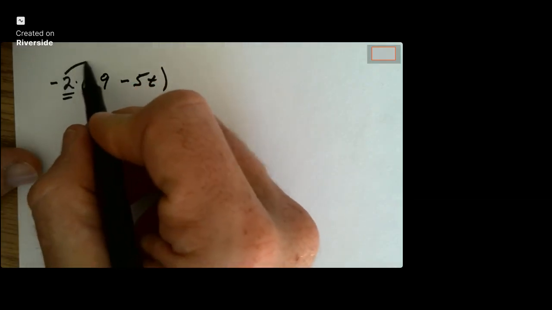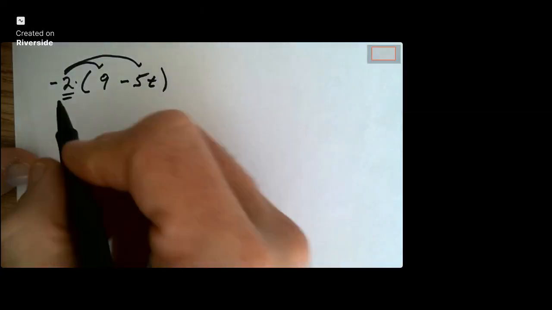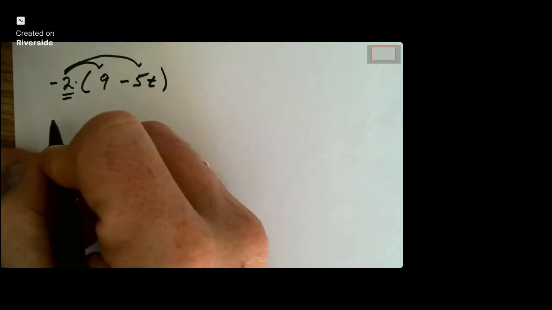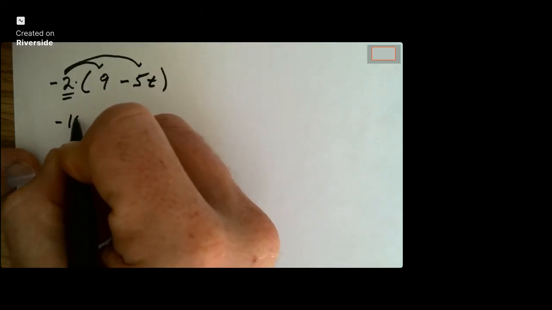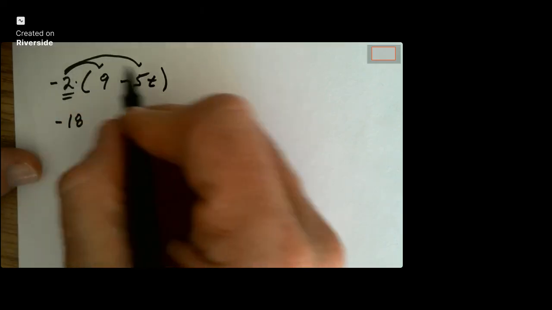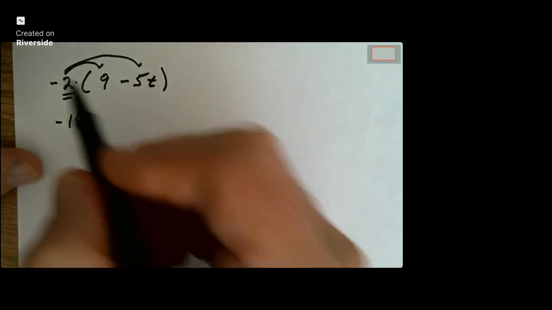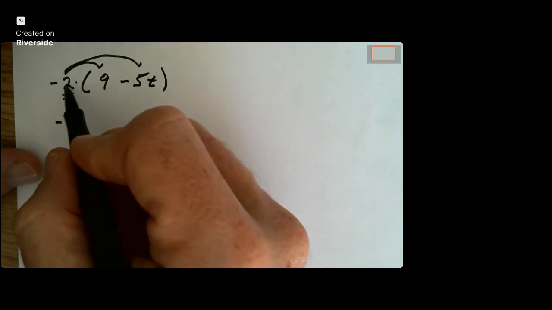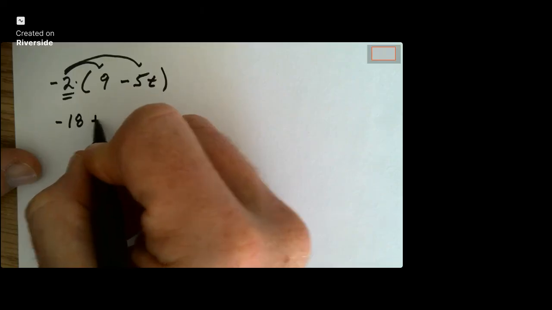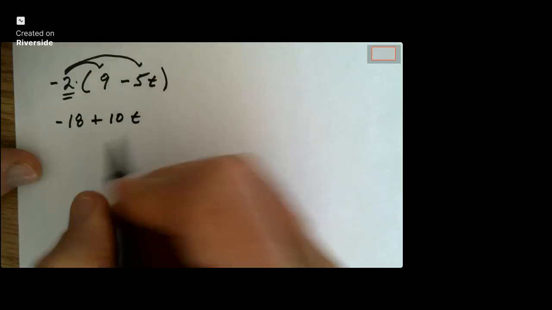So here's what we're going to distribute. Pay attention to our signs as we're distributing. We got negative 2 times positive 9. That's going to give us a negative 18. Don't put a sign here yet. Our new sign is going to be the creation of this new product. Negative times positive gives us negative. And now we got a negative 2 times a negative 5t. That's going to give us a positive, so plus 10t.